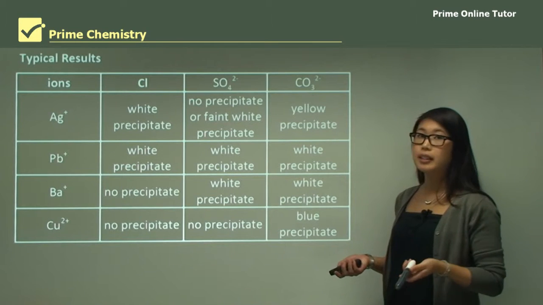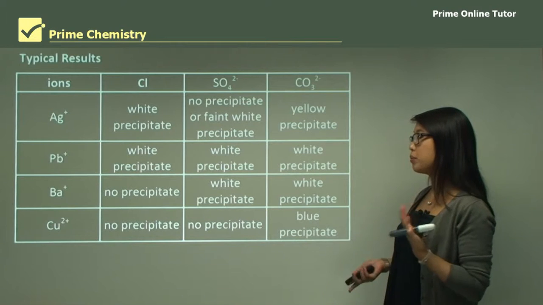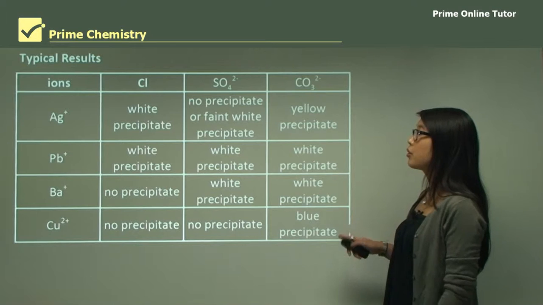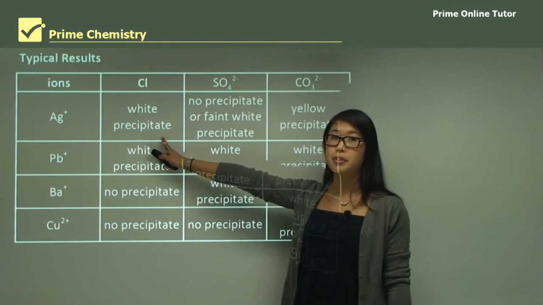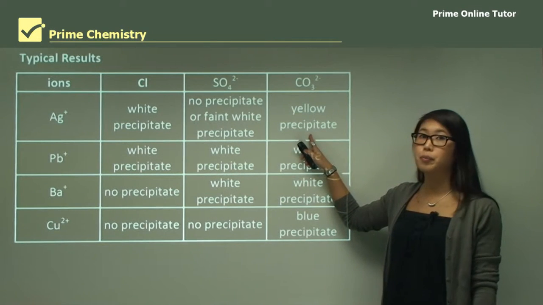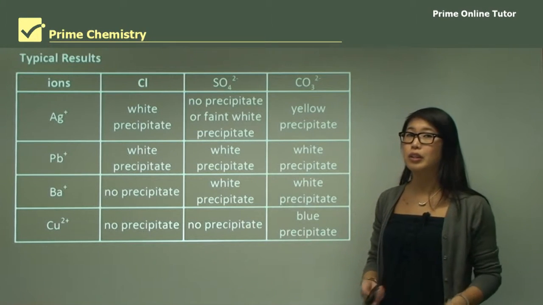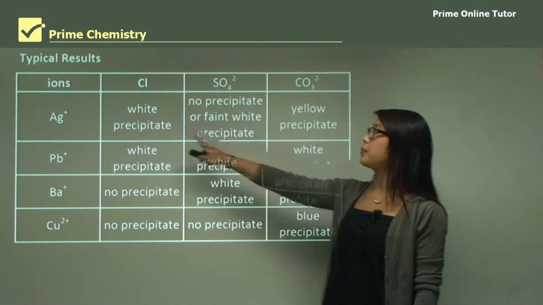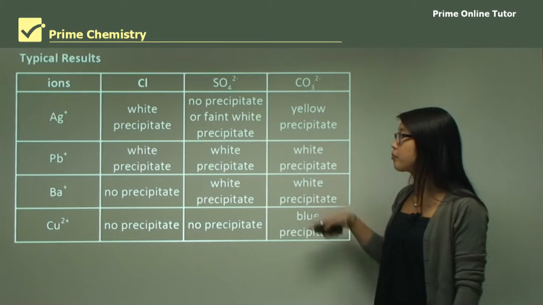What we really expect is that silver, lead, barium and copper will form precipitates with certain anions. When we have silver and chloride, we usually get a white precipitate, and we know this from previous experiments. We get a yellow one with a carbonate. But with a sulfate, we usually don't get much, just a little bit of a white precipitate, or almost none. So we can differentiate between silver chloride, which is white, and silver carbonate, which is yellow.